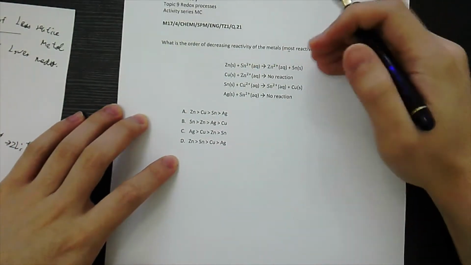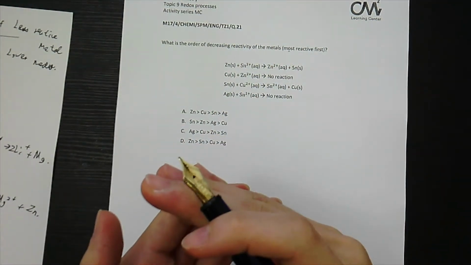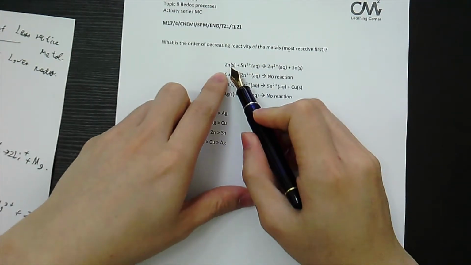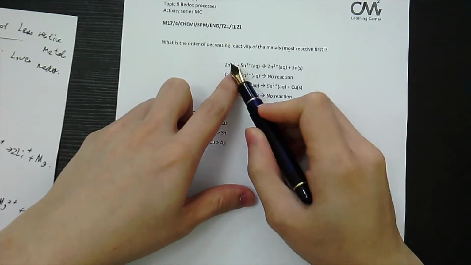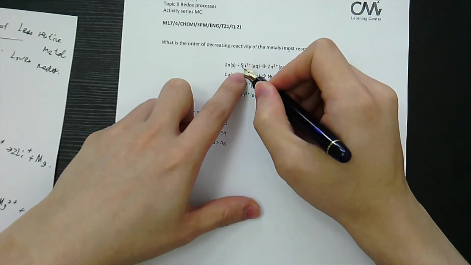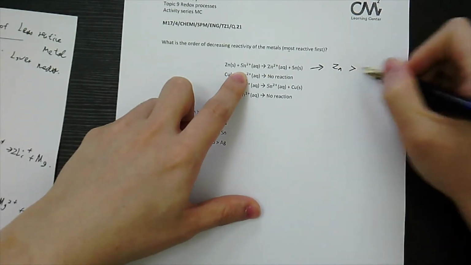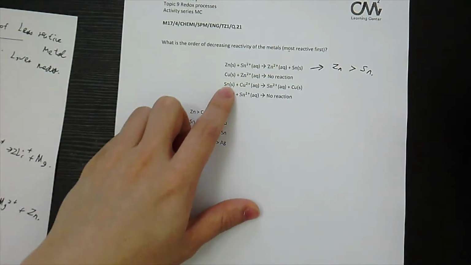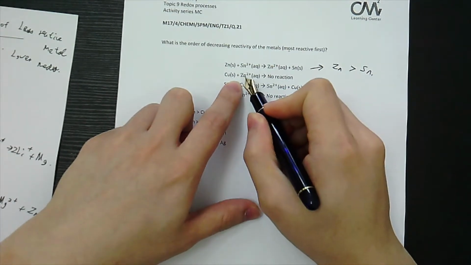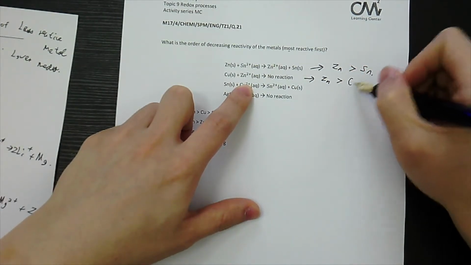There are 4 different equations, and we can make one conclusion from each chemical equation. The first one, zinc reacts with a tin ion. If there's a reaction, that means the metal is more reactive than the tin, right? So we can conclude that zinc is more reactive than tin. The second one, copper cannot reduce the zinc ion. So we can conclude that zinc is more reactive than copper.